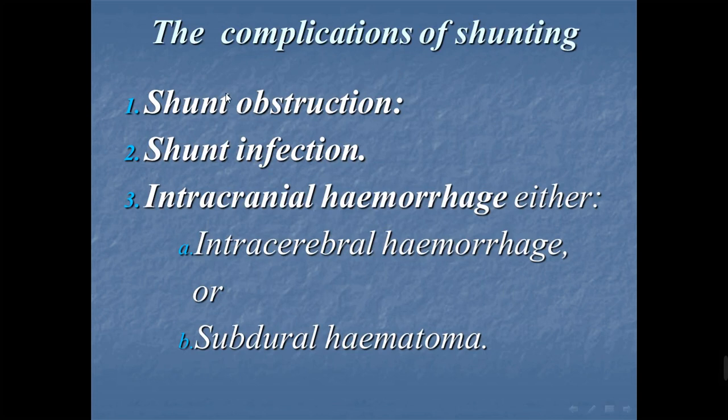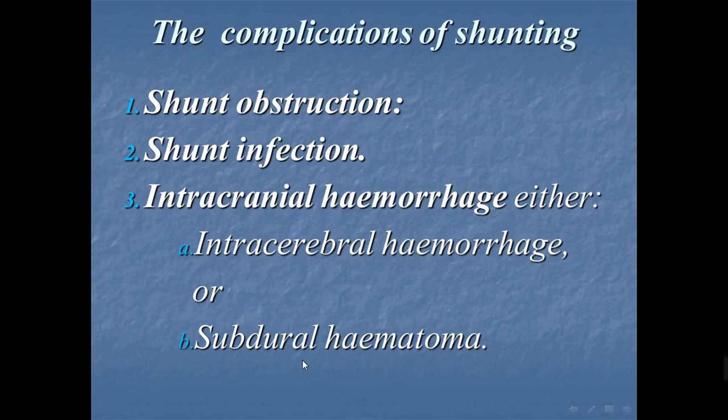The complications of shunting, for all types of shunts, are shunt obstruction, either at the upper end or at the lower end of the shunt; infection by any microorganism; and lastly, intracranial hemorrhage. Intracranial hemorrhage is either due to intracerebral hemorrhage, I mean, we may hit an artery or cortical vessel during installation of the upper end, or subdural hematoma.